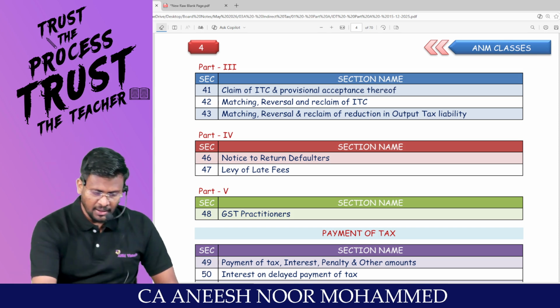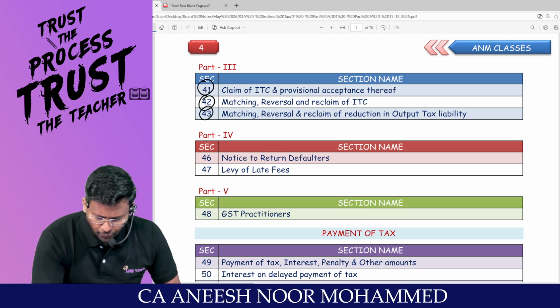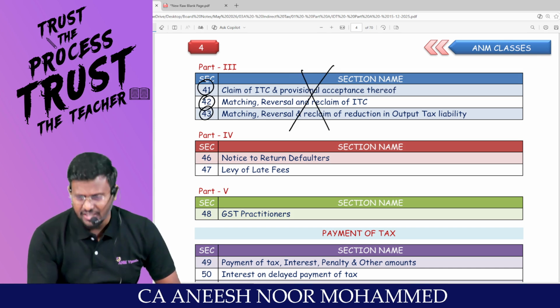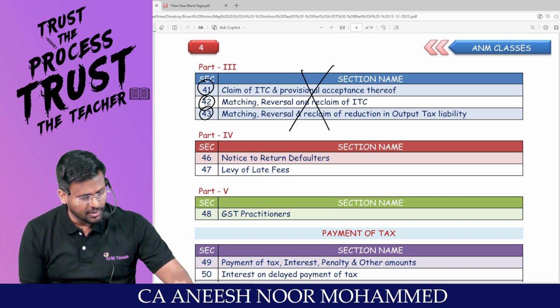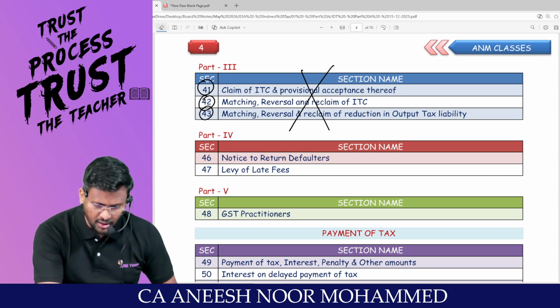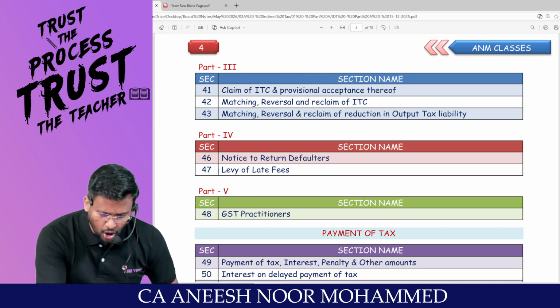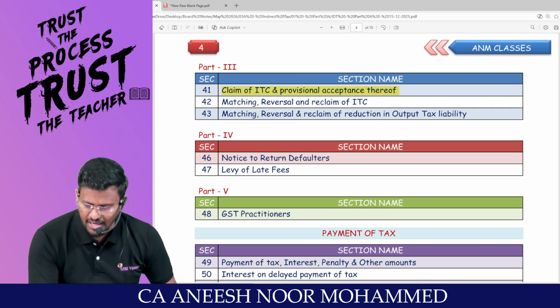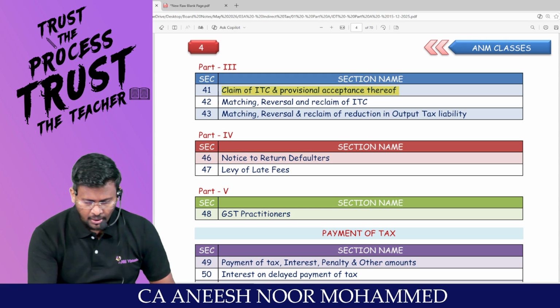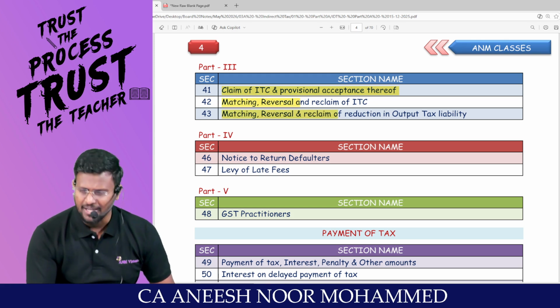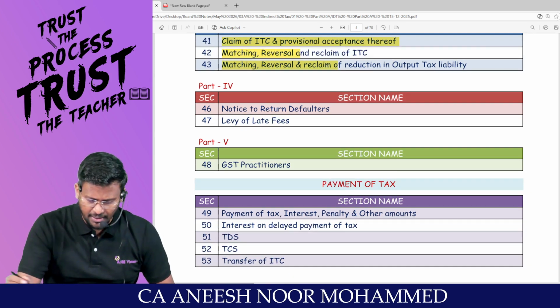Alright, sir? Sir, there are sections like 41, 42, 43. At present, all those sections have been deleted in the Act. The system has been changed. There is no 41, 42, 43. 41 is claiming of ITC and provisional acceptance thereof, provisional ITC. 42 and 43 are the matching concept. Sir, just keep it in mind.